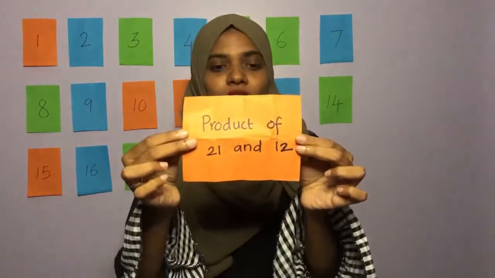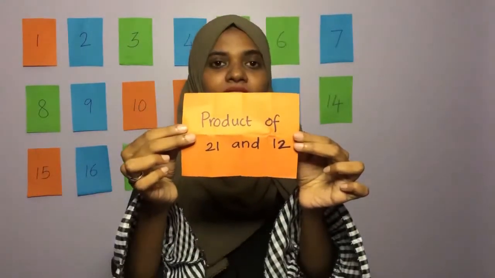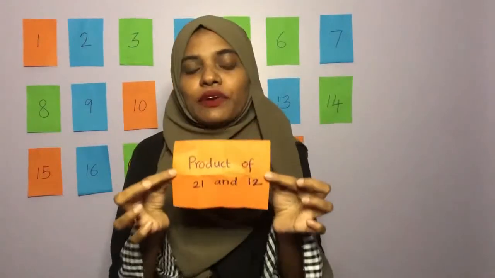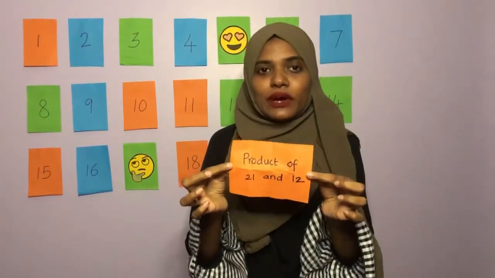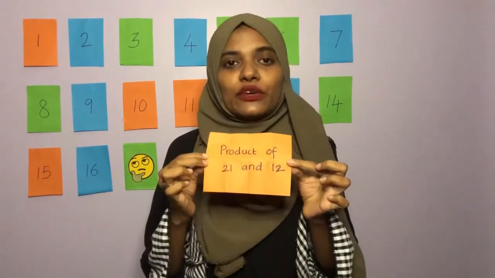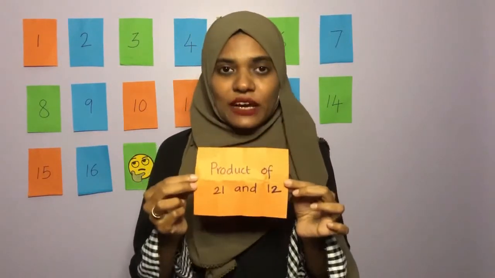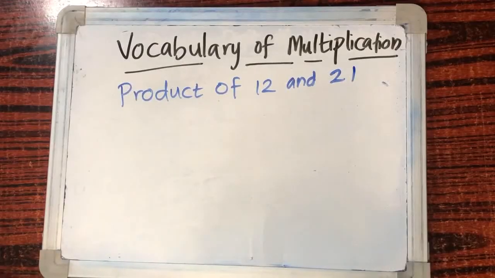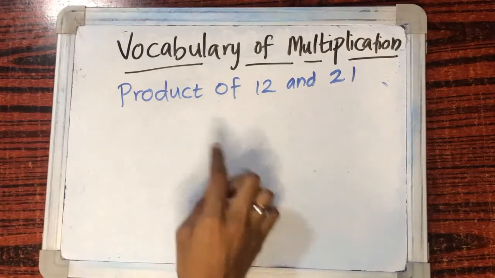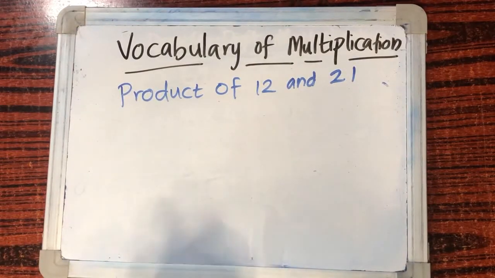The product of 21 and 12. We are going to find the answer of 21 multiplied by 12 by using double digit multiplication. Let's find out. This time the question is about vocabulary of multiplication. We need to find the product of 21 and 12 or 12 and 21. We can find the answer by using double digit multiplication.